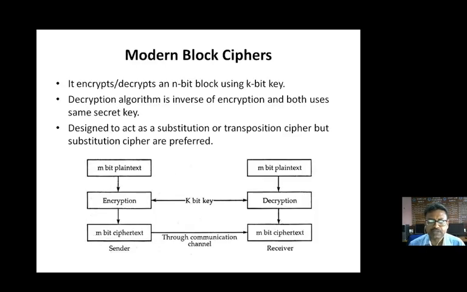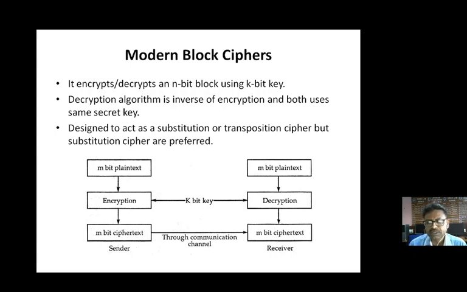So what is a modern block cipher? In modern block ciphers, the encryption and decryption is done in the form of an n-bit block. For doing the encryption or decryption, we require two kinds of things. One is the algorithm and another is the k-bit key. So we apply the encryption algorithm with the help of a k-bit key on the m-bit plain text, so that we get m-bit ciphertext. This is what we are doing on the sender side.